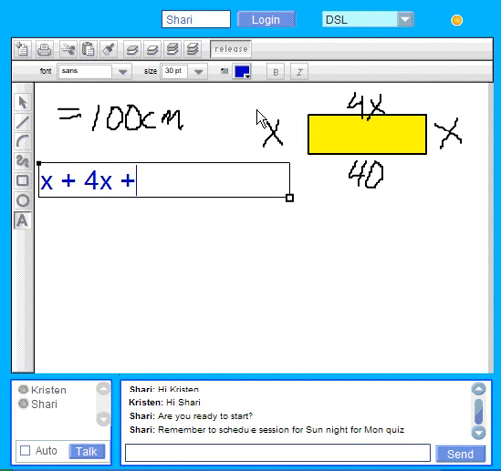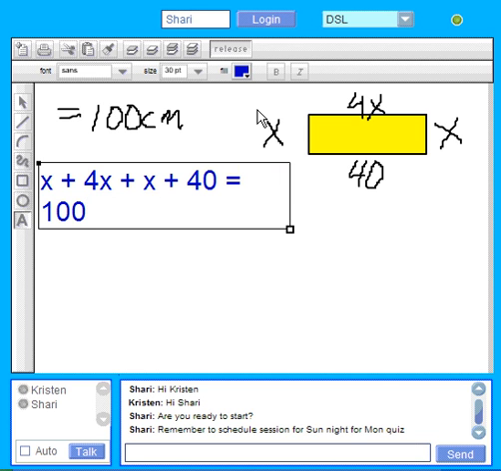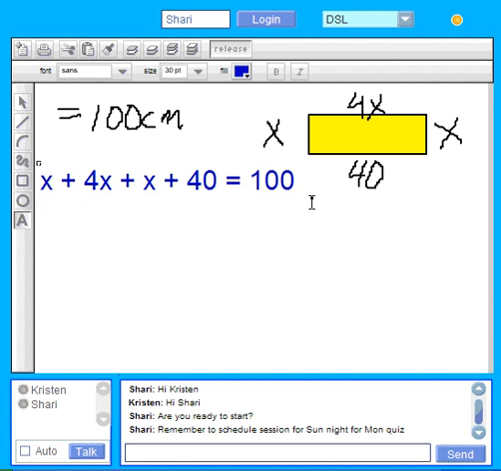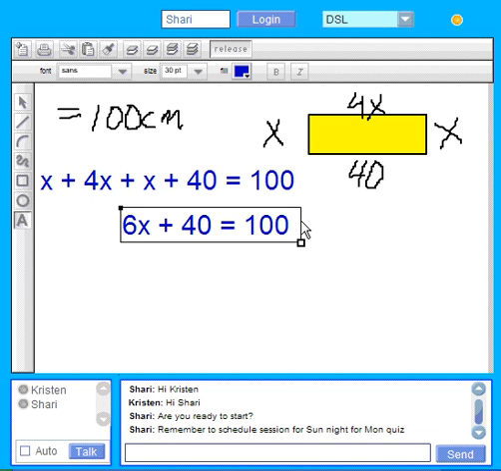So it would be x plus 4x plus x plus 40, and that would all equal 100. I knew what to do up to this point, but I'm not sure what to do after this. Well, it seems like you have a lot of x's in there. Why don't we combine them and make it easier? How many x's do you have? Well, x plus 4x is 5x, plus another x equals 6x. And don't forget about the 40. So now try rewriting the equation. Okay, so it would be 6x plus 40 equals 100.